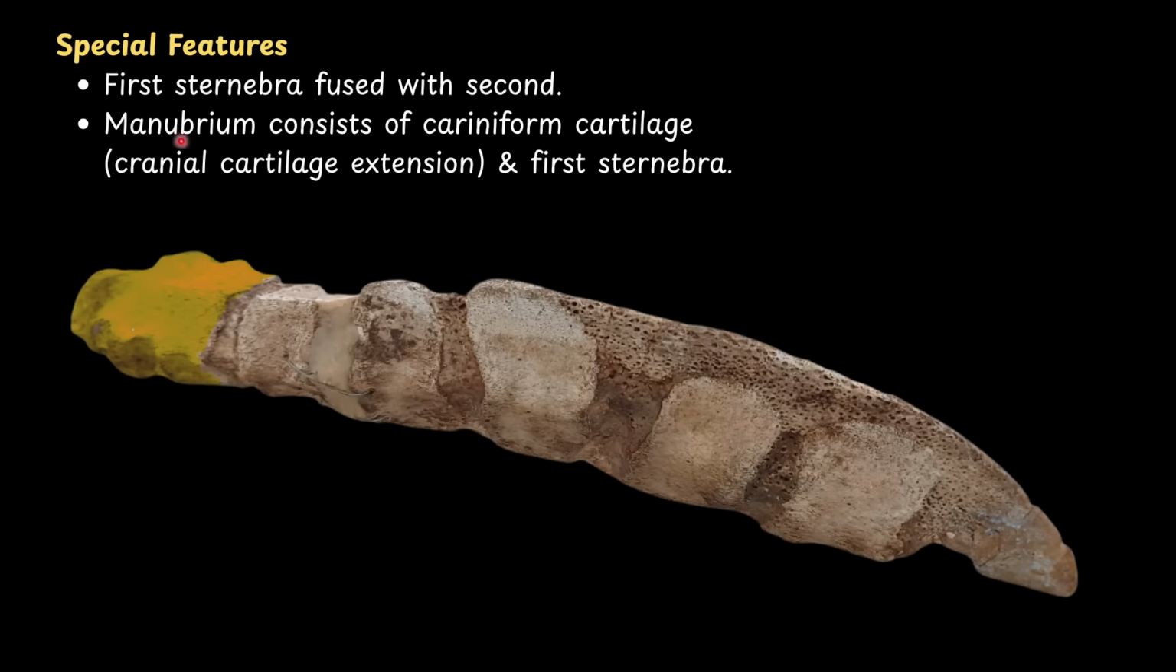Then some special features. First sternebra fused with the second. So this is actually first and second fused. Manubrium consists of cariniform cartilage, cranial cartilage extension and first sternebra.